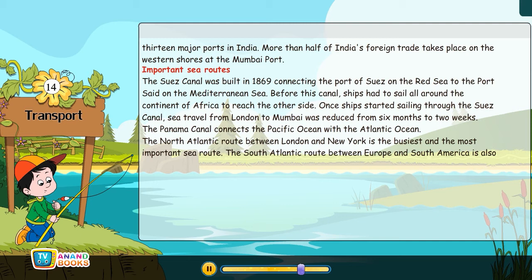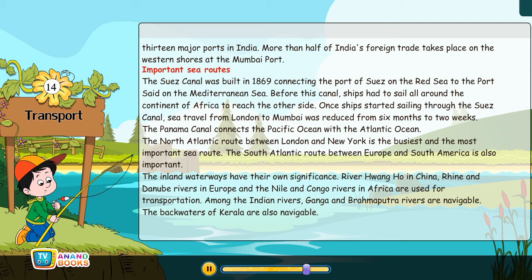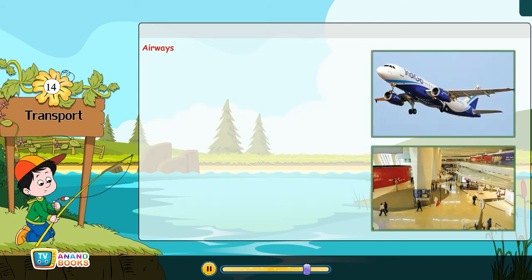The South Atlantic route between Europe and South America is also important. The inland waterways have their own significance. River Huanghe in China, Rhine and Danube rivers in Europe, and the Nile and Congo rivers in Africa are used for transportation. Among the Indian rivers, Ganga and Brahmaputra rivers are navigable. The backwaters of Kerala are also navigable.